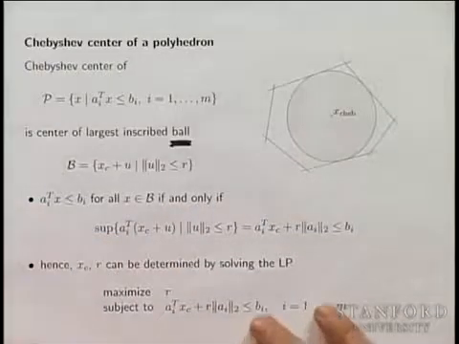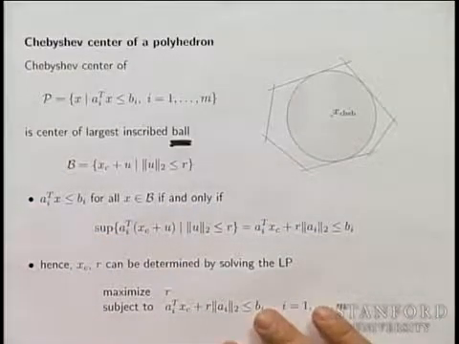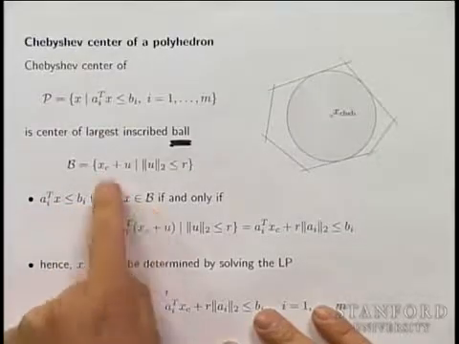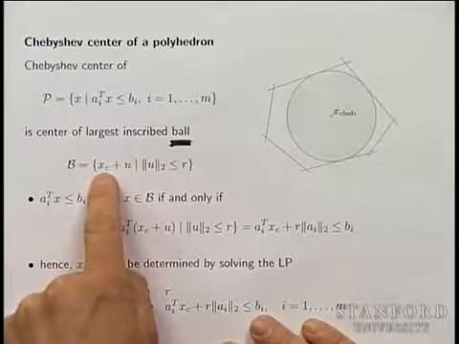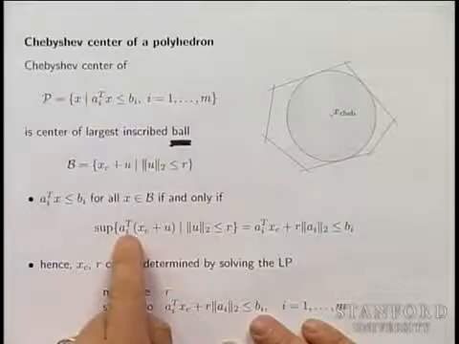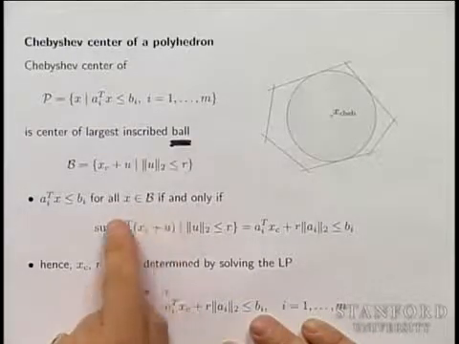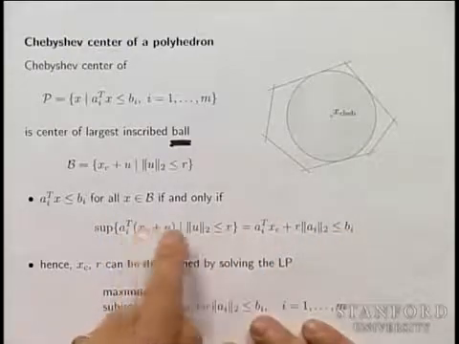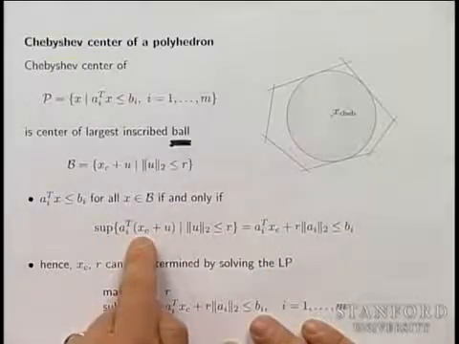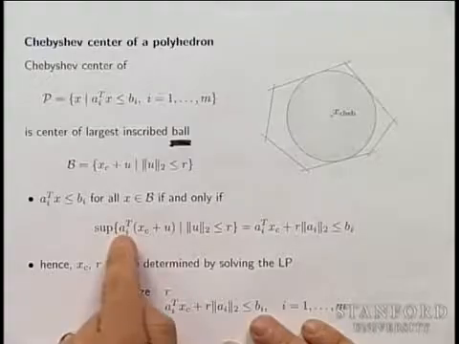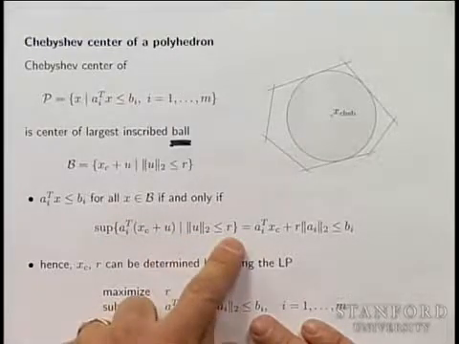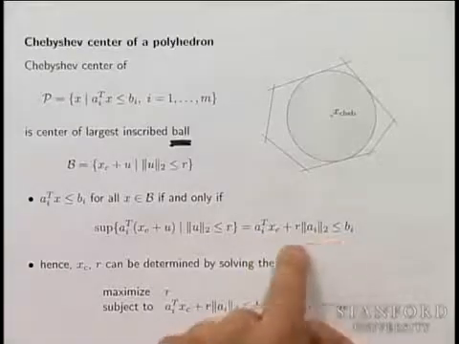Well, it is, and the reason it's quite straightforward is this: ai transpose x is less than bi for all x in this ball centered at xc. That's easy to do. I simply maximize this thing over the ball and see whether that is less than bi. But this is nothing. It's ai transpose xc, that's the center, plus the sup of ai transpose u when u is constrained to be less than r, and it's equal to this. Okay?